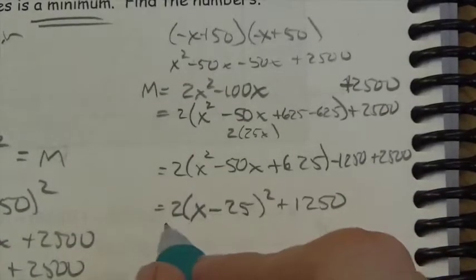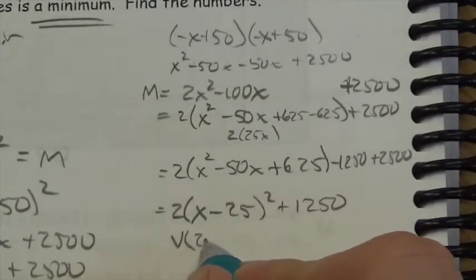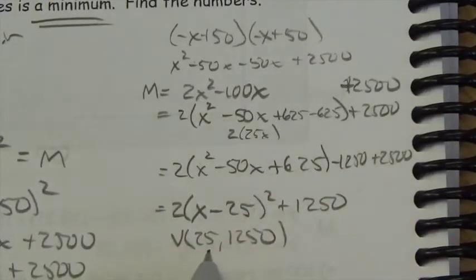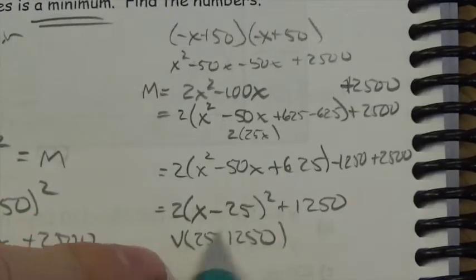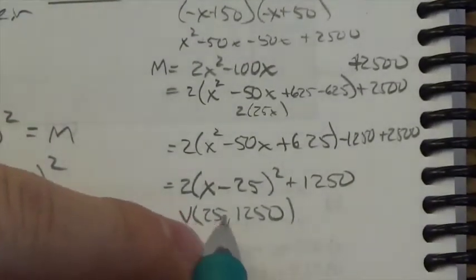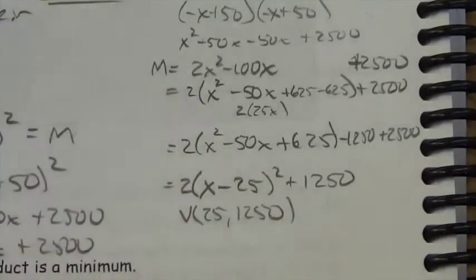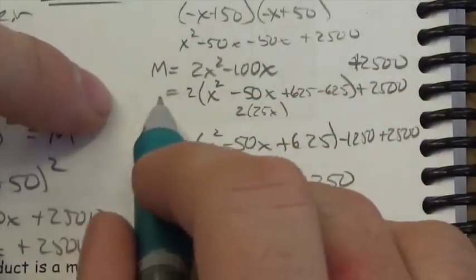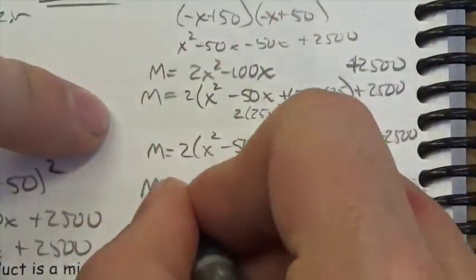So I know that my vertex here is the point 25, 1250. Now it's important to understand what these two variables are. Before you jump on this and say, wait a minute, this is x, this is y, I'm done, actually, that's not true, not in this particular case, because remember what I did? I got rid of y. In fact, I stopped writing the m here, and I should have kept going with it. Now I'm going to put that back in.